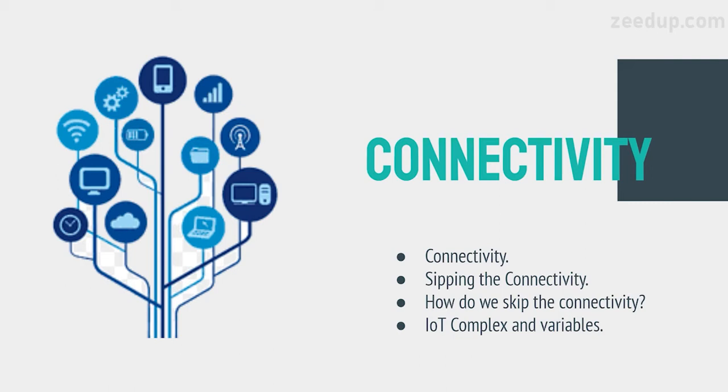So connectivity can be of any type, but the ultimate thing is that the data should be transferred from one form to another form. So I want to let you know why we should skip the connectivity. What is connectivity? I told you before that it is transferring the data from one form to another with a medium, not a mediator. The medium can be Wi-Fi, Ethernet, cellular, LPWAN, or any type of source. So there should be a medium for the data to be transferred. So I need to skip the connectivity.